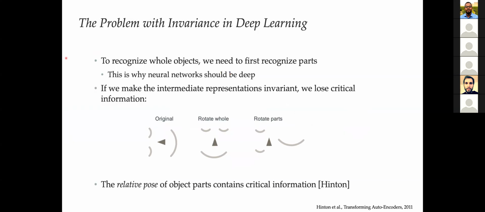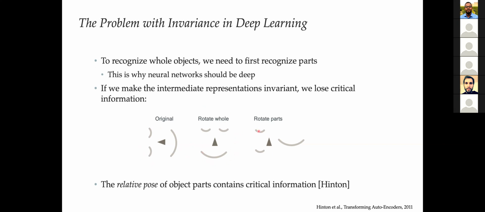However, in deep learning, it's often not a good idea to build an invariant representation, at least not too soon. So the reason is the following. To recognize a whole object, we first need to recognize the parts of that object. But if we make the intermediate representations, the representations of the parts, invariant, we will lose some critical information. So if we have an image and we rotate the whole image, then this identity is preserved.